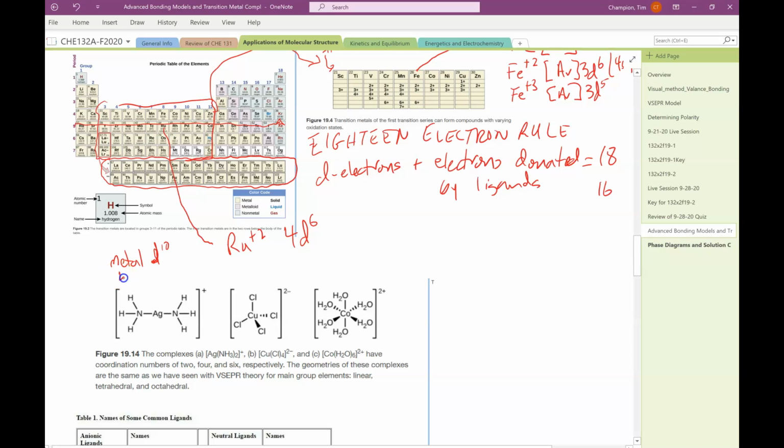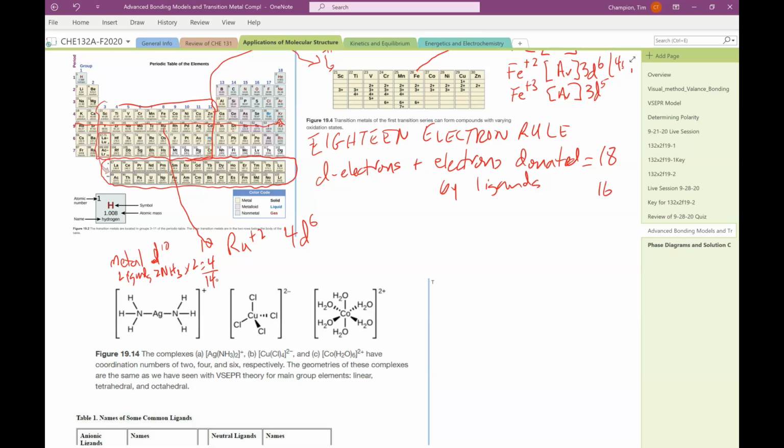The ligands, I have 2 ammonias. They're each donating 2, so that's 4. So this is a 14 electron complex. And like I said, the 18 electron rule is not carved in stone as much as the octet rule is.